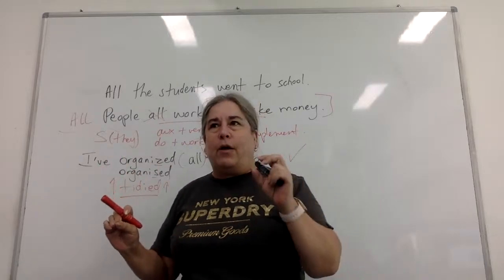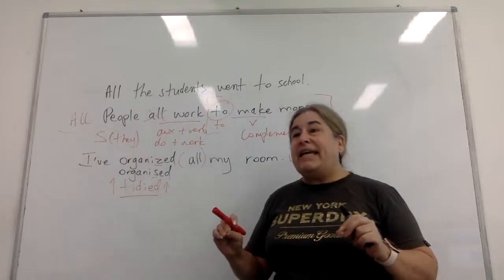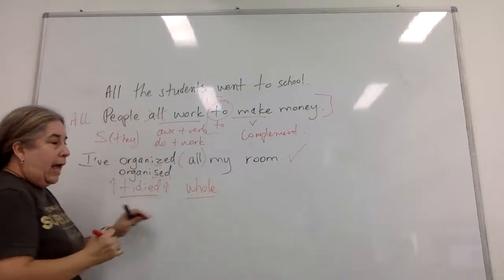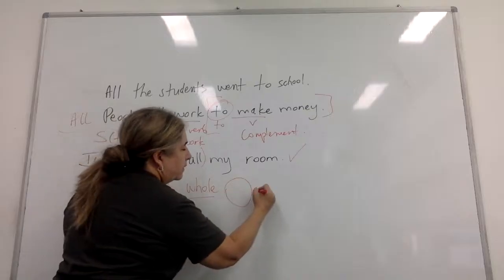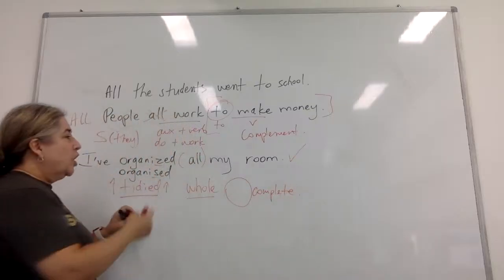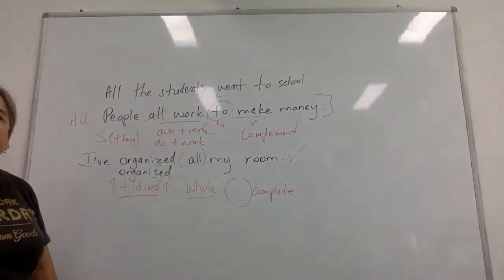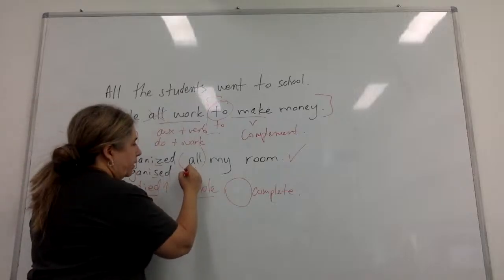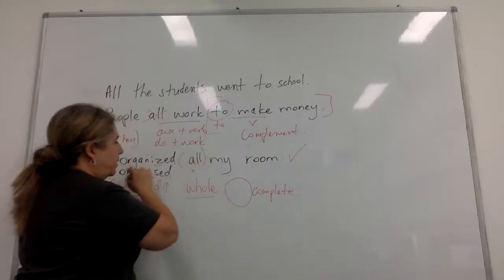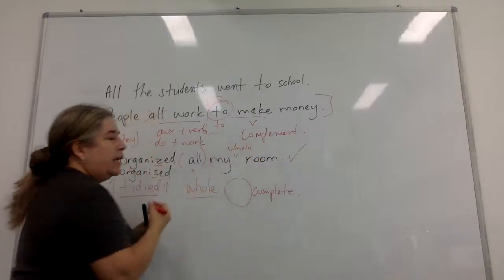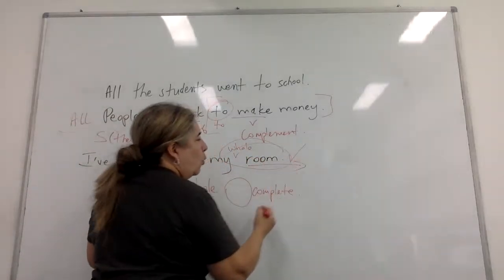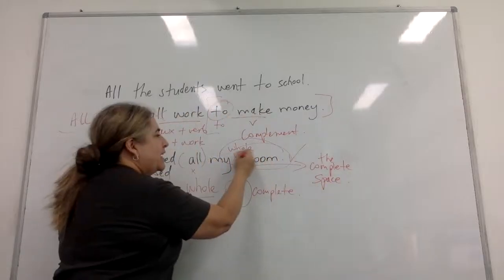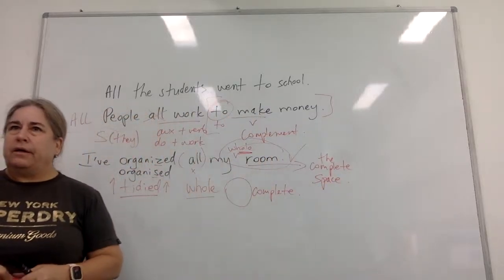Now, another way that we use to say all is whole. And whole means complete. So probably for this idea, I think it would sound better if we said, not use this, but I've organized my whole room. Now, when we say the whole room, we are talking about the complete space. This one here just gives it more impact, okay?